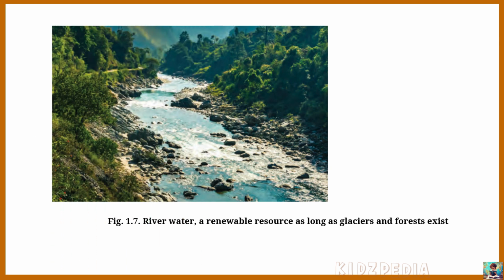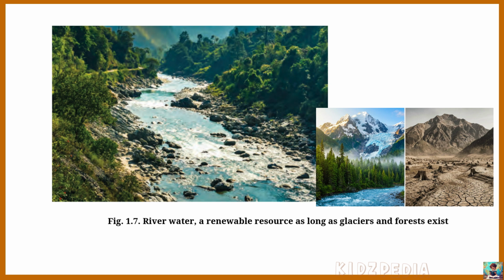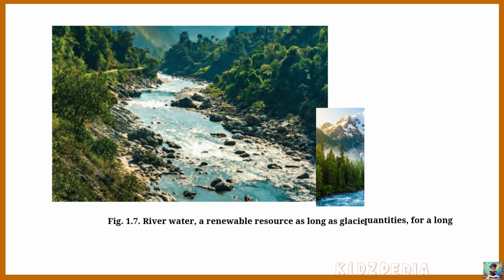This figure shows river water, which is a renewable natural resource. River water is renewed naturally through rainfall, melting of glaciers, support from forest. River water will remain renewable only if glaciers continue to exist and forests are protected. If forests are cut or glaciers melt too fast, rivers may dry up or reduce. So even renewable resources depend on nature's balance.